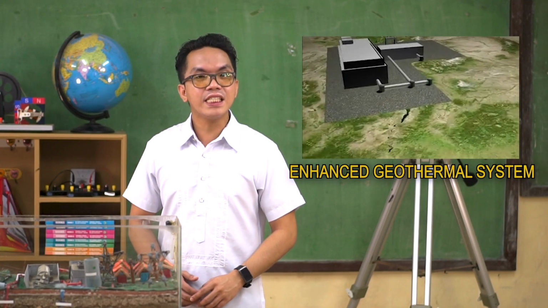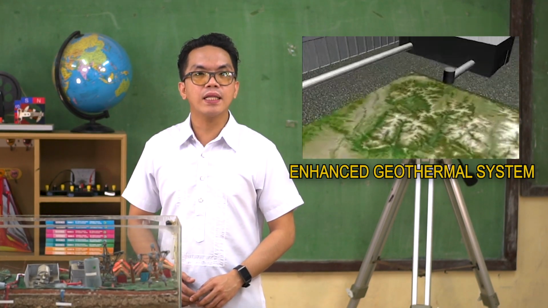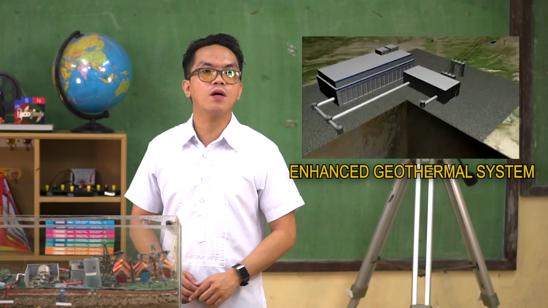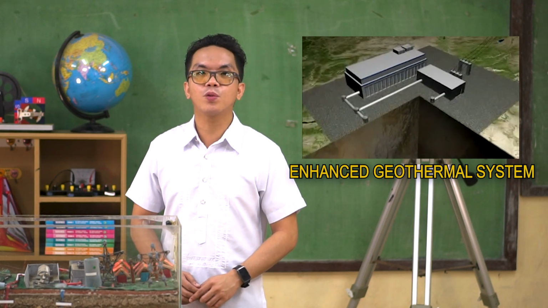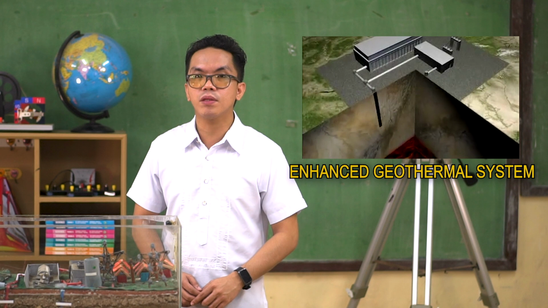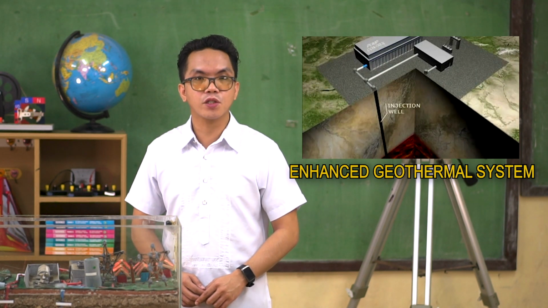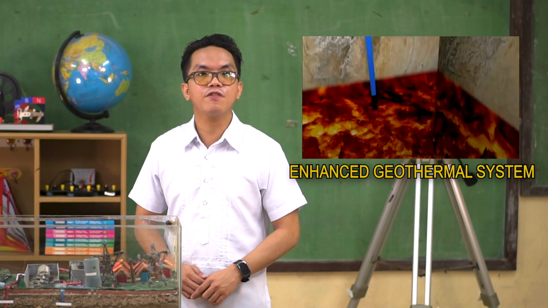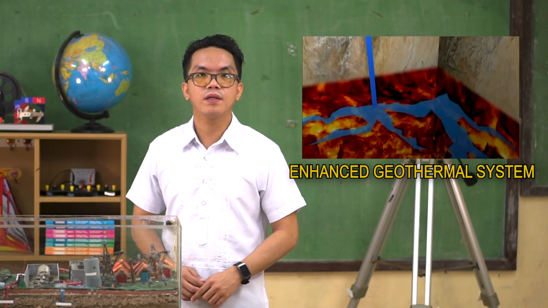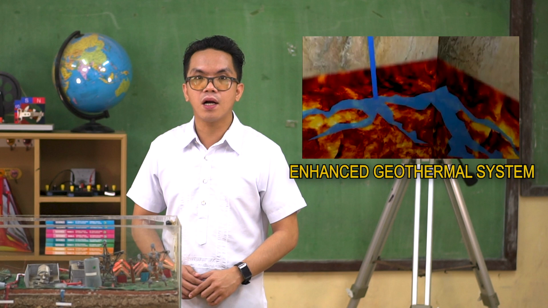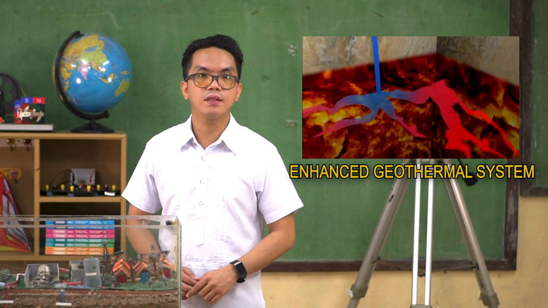To develop the EGS, an injection well is drilled vertically into the ground. High-pressure cold water is injected into the drilled space, which forces the rock to create new fractures, expand existing fractures, or dissolve. This creates a reservoir of underground fluid.